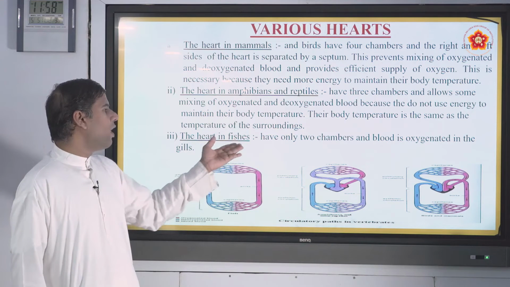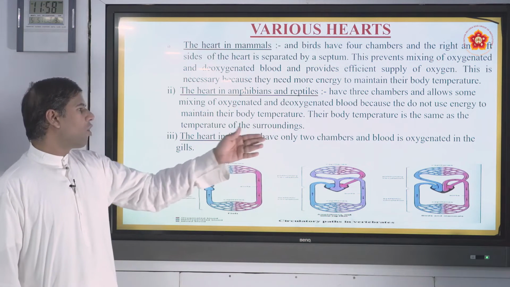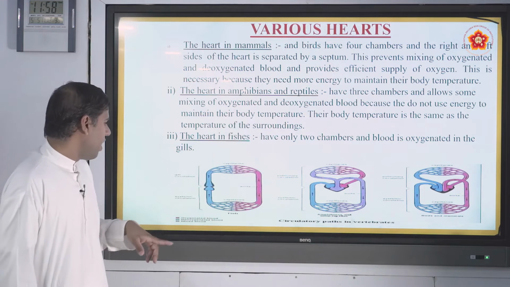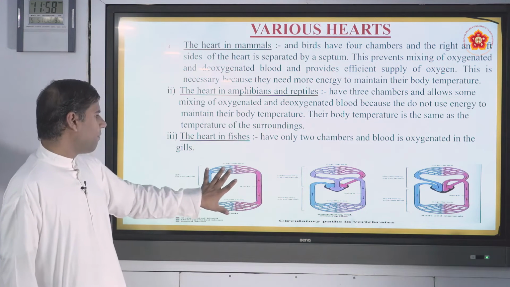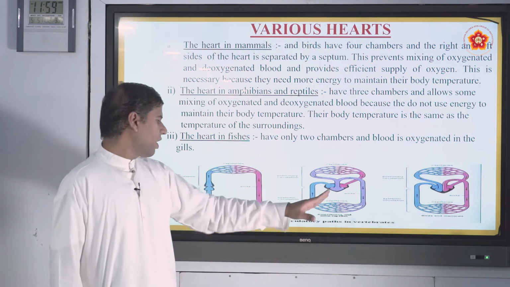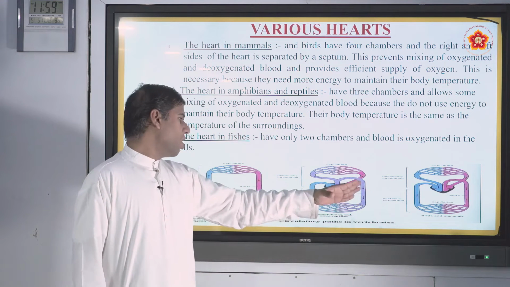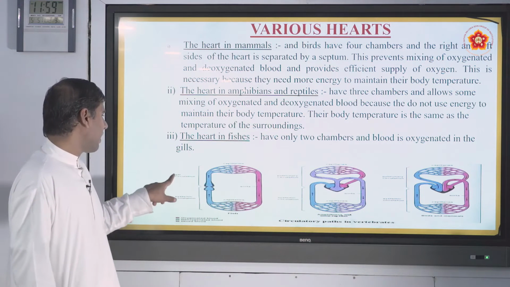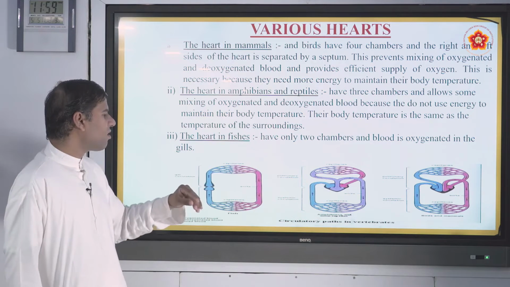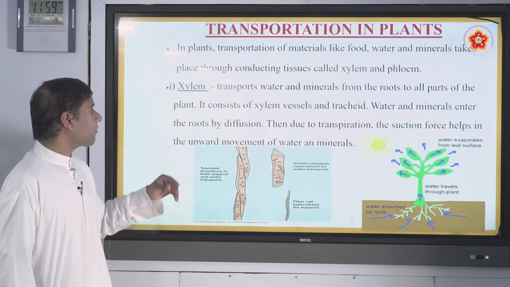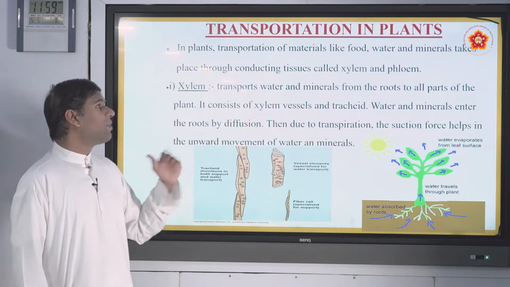And then the heart in fishes has only two chambers, and blood is oxygenated in the gills. If you see this, there are two types here, the varieties of circulatory paths in the vertebrates. There is a gill circulation and a systemic circulation in the case of fishes. And then let's go on to transportation in plants.